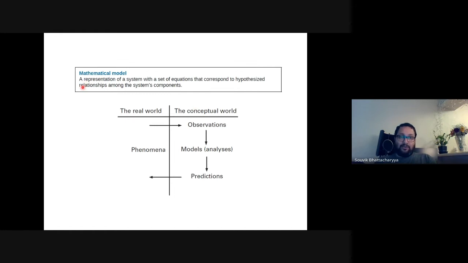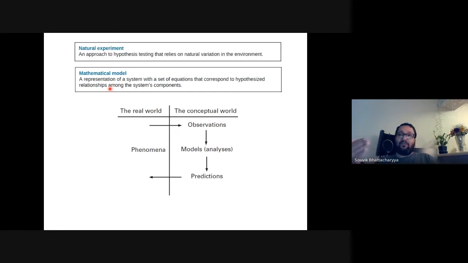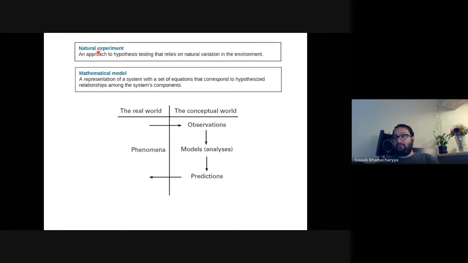So a mathematical model is a representation of a system with a set of equations that correspond to hypothesized relationships among the system's components. And it's different from a natural experiment, because a natural experiment is an approach to hypothesis testing. That means you have a hypothesis here. There is a prediction in the conceptual world that relies on the phenomena that you have initially observed. Now, whether your concepts are correct or not would be tested by experiments.